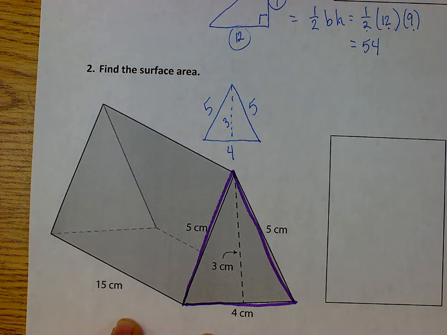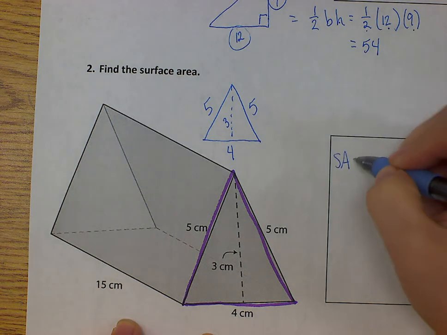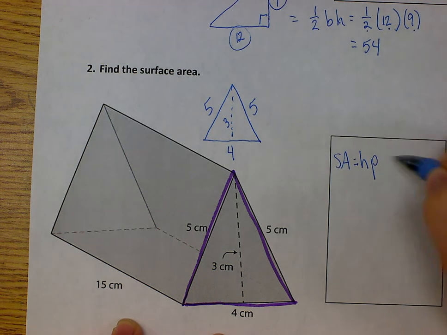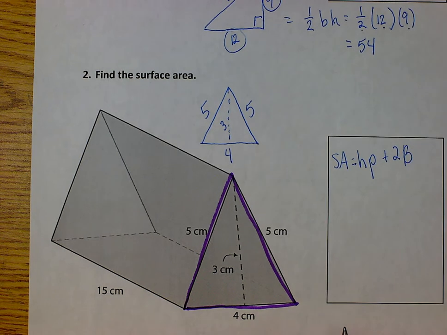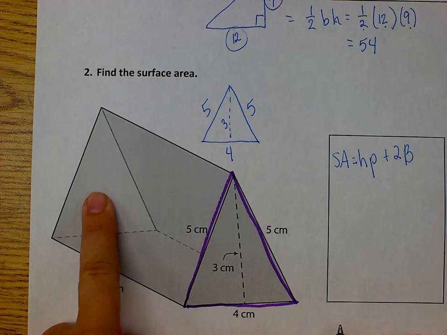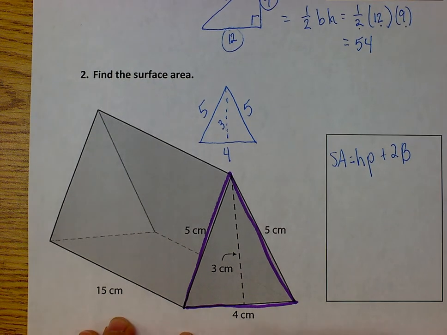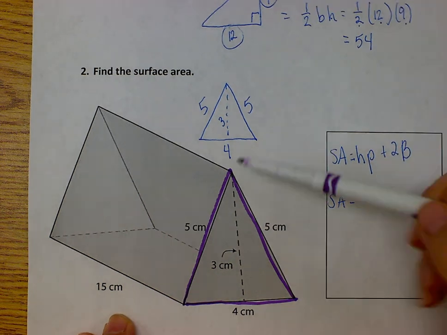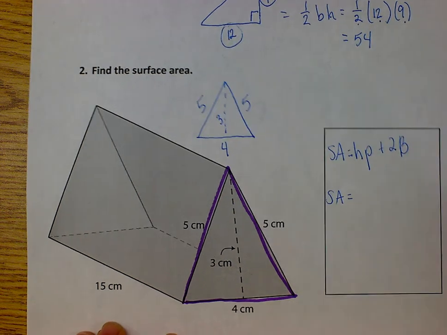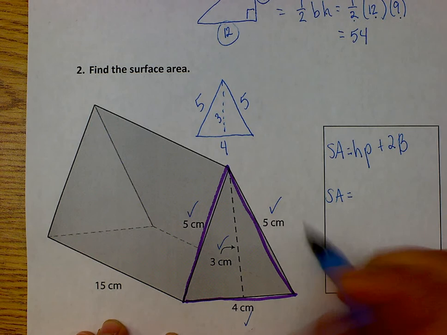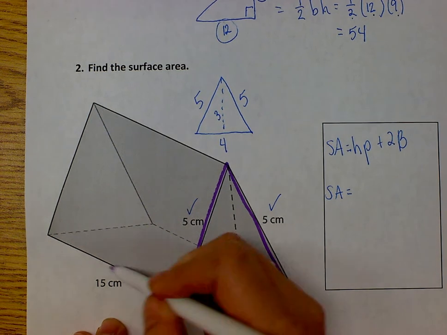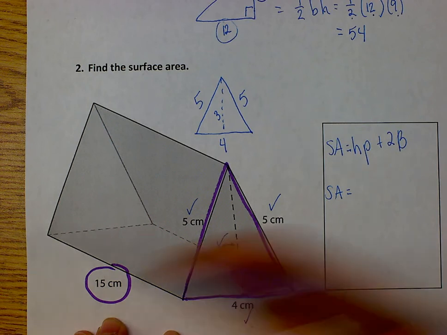It says to find the surface area. So the surface area is height times perimeter plus 2 bases. The reason why it's 2 bases is because there are 2 triangles, one here in the front and one here in the back. So we need to do a little bit of work. The height, remember, is not the height of the triangle. The height is the height of the whole shape. Looking at our picture, which number have we not used yet? We've used the 5, the 3, and the 4. So the height of the prism is this 15. So we're going to place that here for H, 15 centimeters.